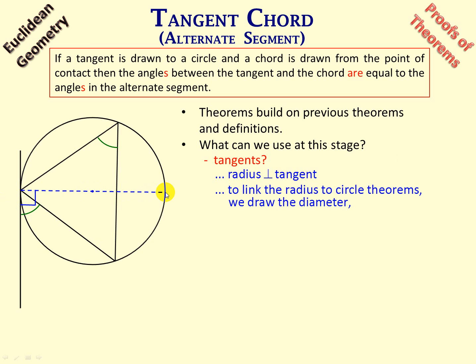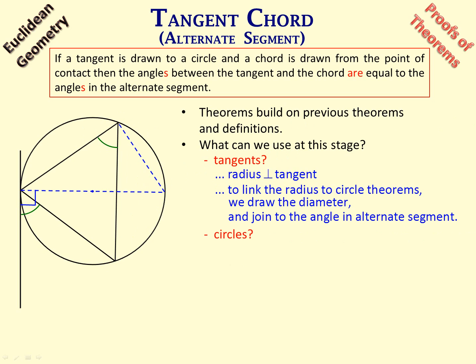We're going to have to draw the diameter, because now we have a line right across the circle, and we're going to join across to that angle in the alternate segment. I'm going to join across that way because now it involves the angle. Some people do a proof where they join across this way, but this seems more logical.